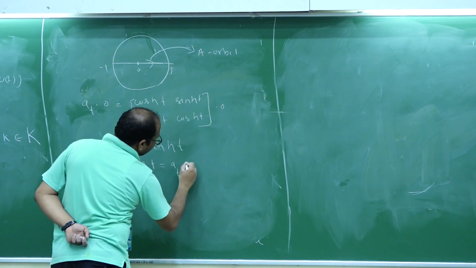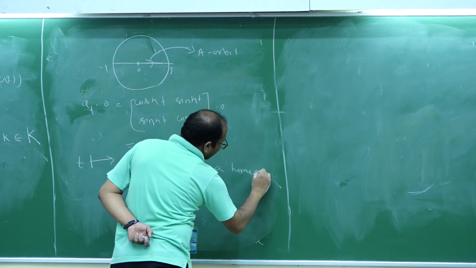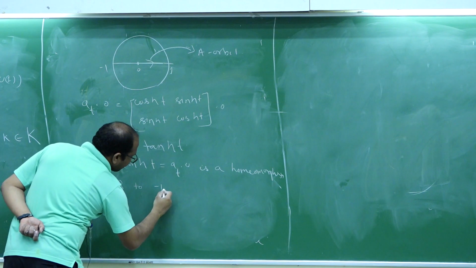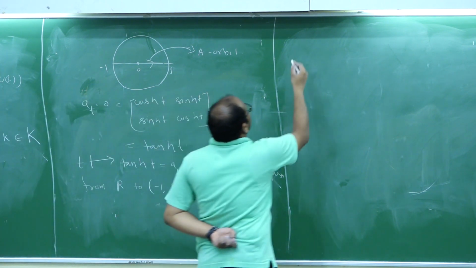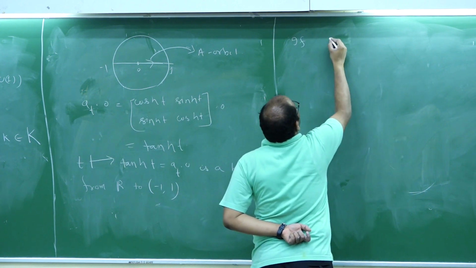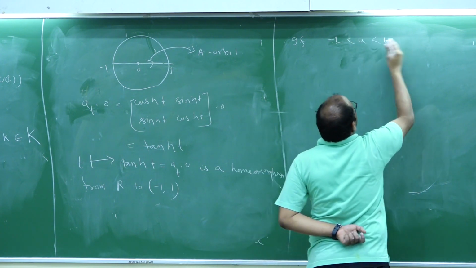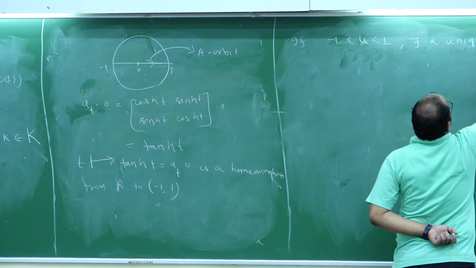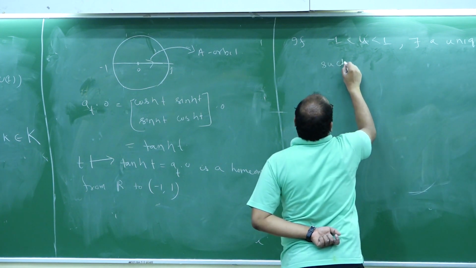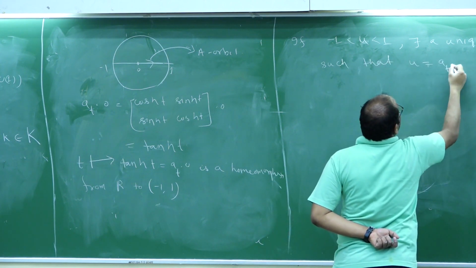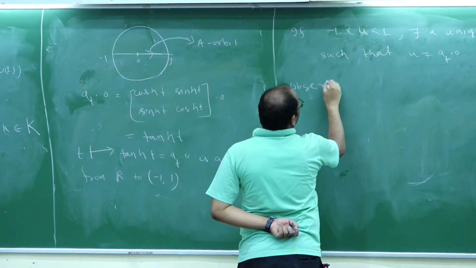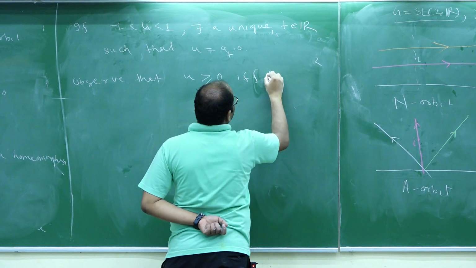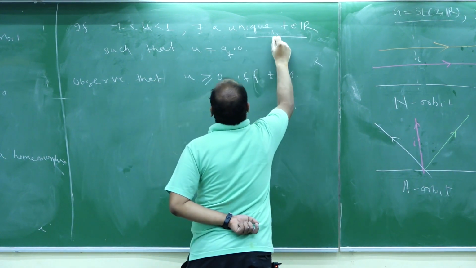And that is really, t maps to a_t·0 is a homeomorphism from R to minus 1 to 1, right? So that means if u is in minus 1 less than u less than 1, so that is the R, there exists a unique t belonging to R so that this u is equal to a_t·0. So second thing, observe that u is greater than or equal to 0 if and only if this t is greater than or equal to 0. And this is important. This is a unique t belonging to R.